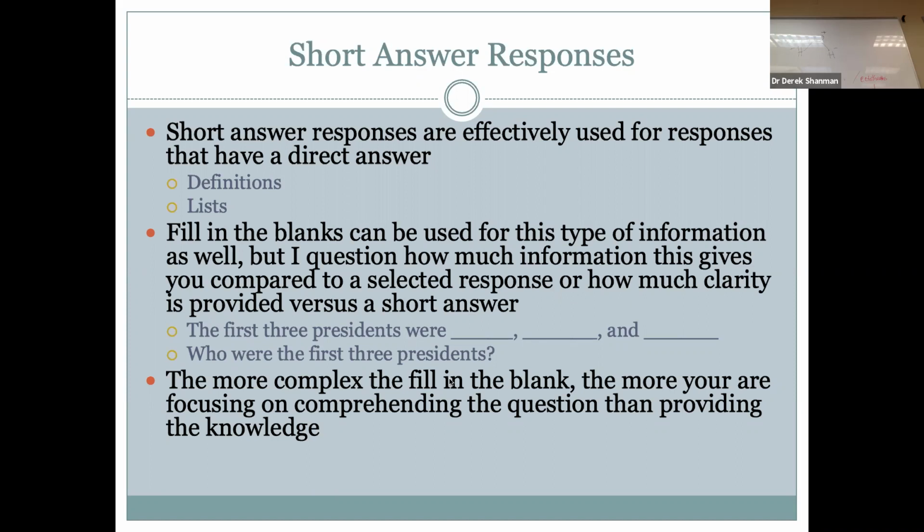Let me say this over. Short answers are good for these types of direct responses. Those can be done as either short answer or fill in the blank. The way that those types of things are presented are going to impact the type of information you get in terms of what your student can and can't do.